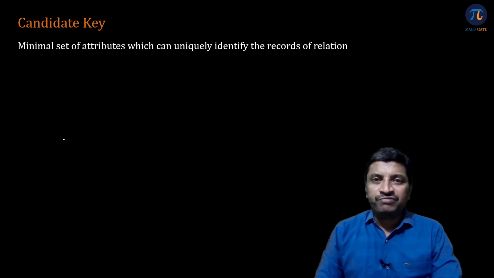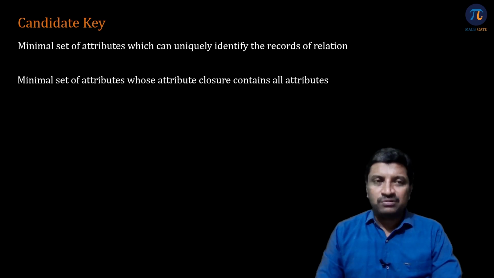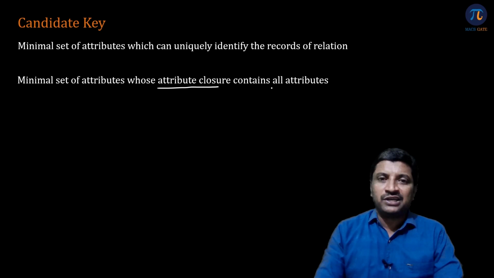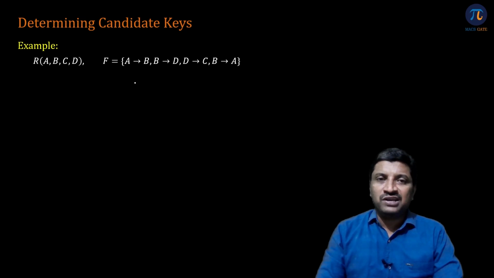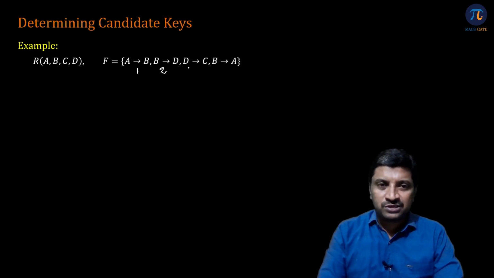Then, how to find such a minimal set of attributes? For that, we find the minimal set of attributes whose attribute closure contains all the attributes of the relation. Let me explain this with an example. Suppose we have a relation with four attributes A, B, C, D, and the functional dependencies A implies B, B implies D, D implies C, and B implies A. First, let us give numbering to the functional dependencies so that it will be easy for us to use them.